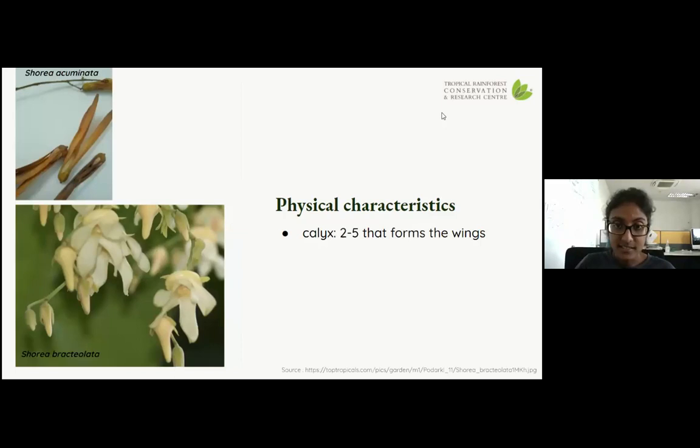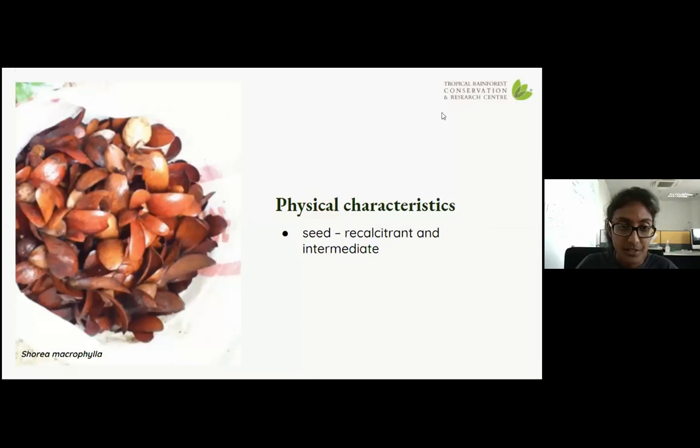Next is the calyx or the sepal, the greenish part. There are around 2 to 5 that will eventually form the wings of the fruit. Okay, this is for the seed. The seed is categorized as recalcitrant and intermediate. The meaning of this is the seeds are quite sensitive. They cannot be stored for a very long time because the seeds cannot lose a certain percentage of the moisture level. If they pass this moisture level, the seeds are not viable anymore for germination. That is why when you collect dipterocarp seeds for germination, you have to germinate them quickly, and you cannot store them in your storeroom for a very long time because Malaysia is a warm country, and they tend to lose moisture in a fast way.